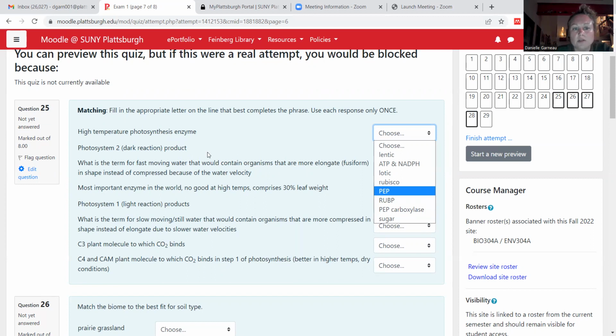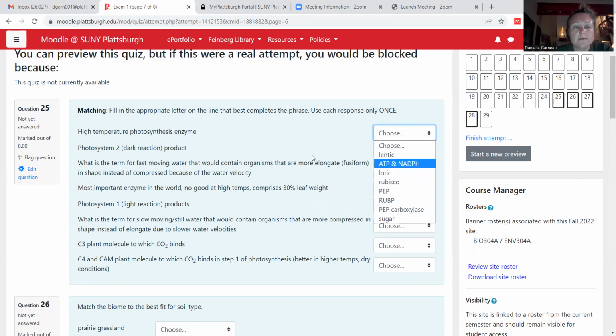Photosystem 2's dark reaction. Remember, this one doesn't need the sunlight. It needs those two precursor molecules. And the output of the dark reaction should be the sugars, right? It just recycles the sugars. What is the term for fast moving water? So fast, moving, with the O, right?